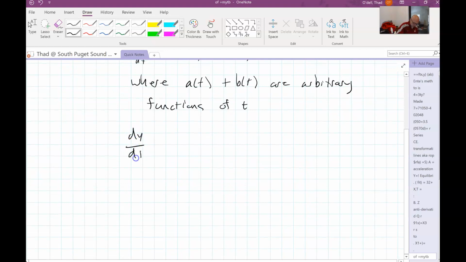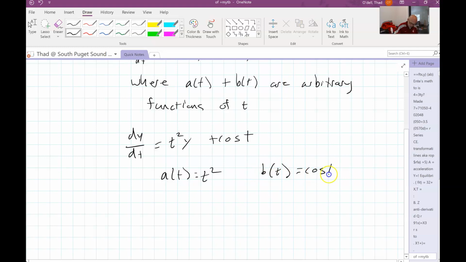So here's an example of one. dy/dt is equal to t squared y plus cosine t. So you can see that in this case your a of t would be equal to t squared, and your b of t would be equal to cosine t.